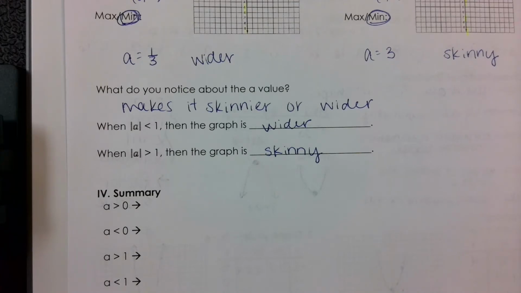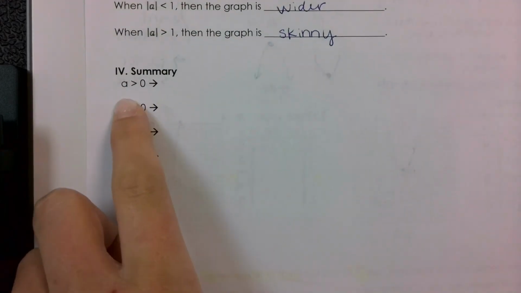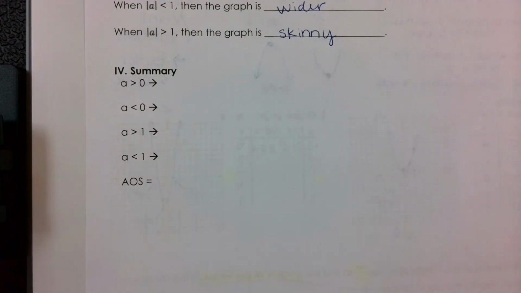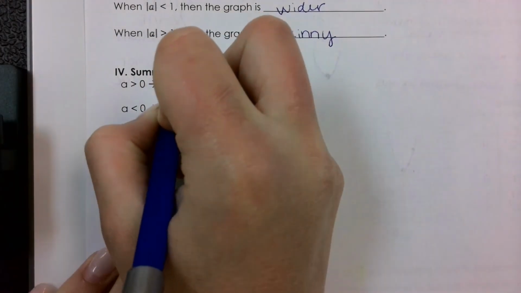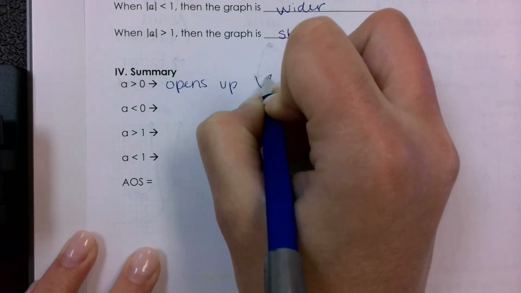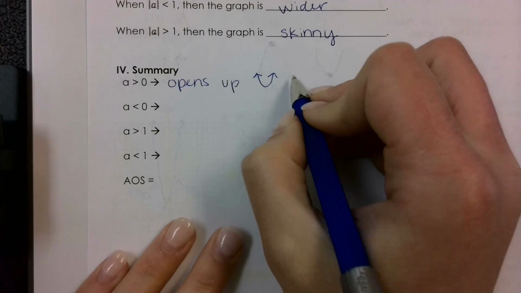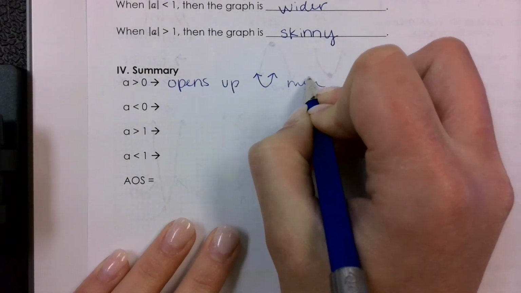Alright, so this bottom section down here, we're just going to summarize all that we talked about with your A values. So if that A value is bigger than 0, it's positive. What does that mean about your graph? Which way does it open? Opens up. So that's going to be that normal U shape. And is it going to have a minimum or a maximum? A minimum.